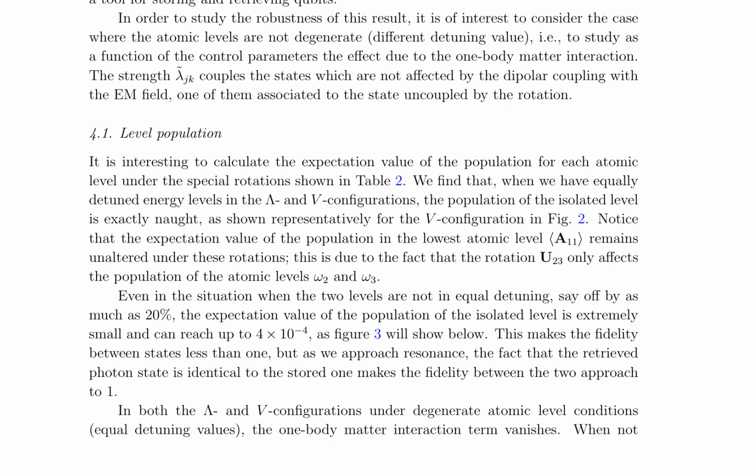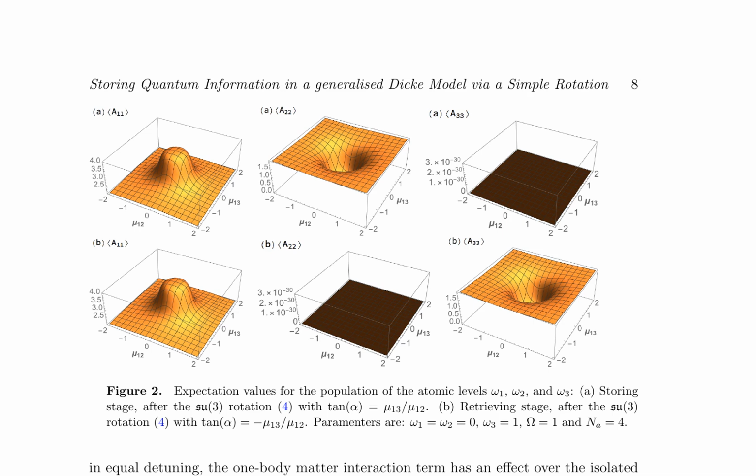Numerical results show the robustness of this method, even with non-degenerate atomic levels. The expectation value of the population for each atomic level under special rotations is calculated, demonstrating that the population of the isolated level is negligible in the Lambda and V configurations when levels are equally detuned. The fidelity between stored and retrieved states approaches 1 as the levels approach resonance.